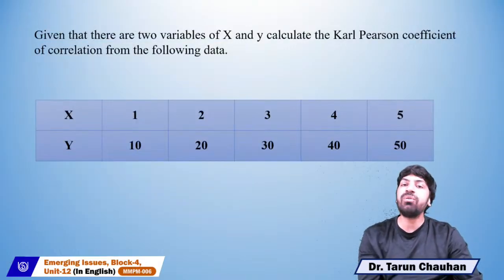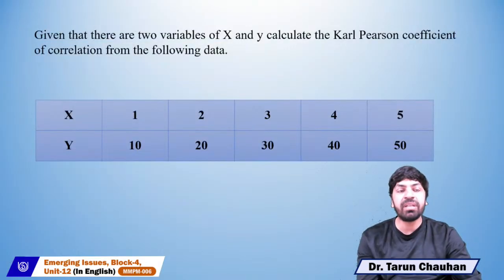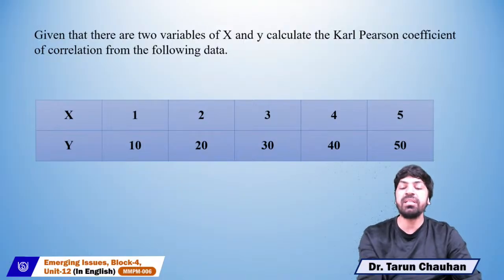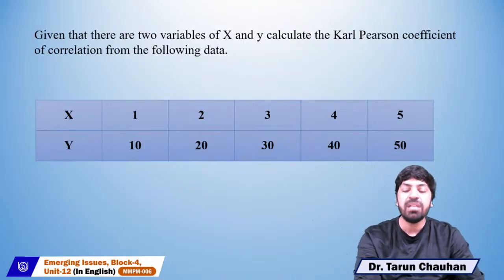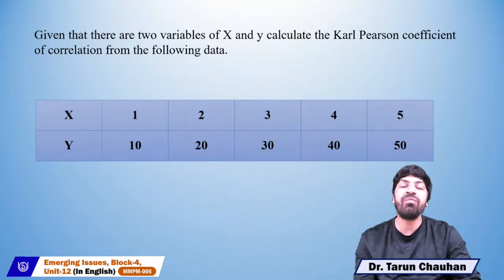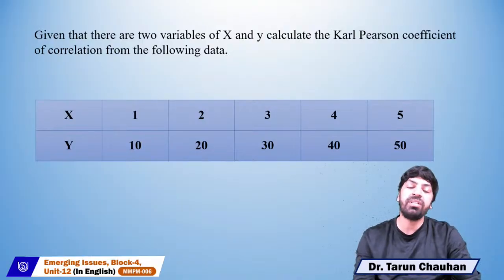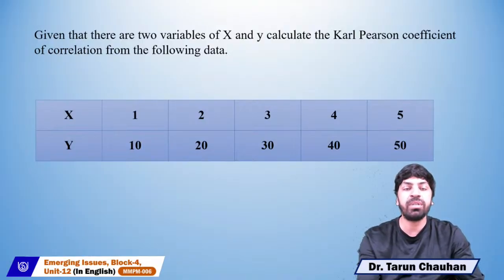Now there is a practical question. Given two variables x and y, calculate the Karl Pearson coefficient of correlation using the following data. The values of x are given as 1 to 5, and the values of y are 10, 20, 30, 40, and 50. So let's calculate the Karl Pearson value of r, and whatever the value of r is will denote the exact outcome or the interpretation of the result.